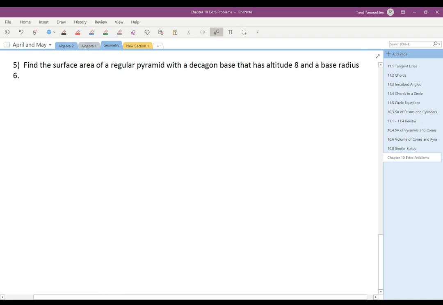Okay, number 5, you want to find the surface area of a regular pyramid with a decagon base that has altitude 8. Now, in a pyramid, and I'm not going to draw this fully out, it's going to look something like this. I can't draw a decagon base well and connect it up as a pyramid. But what it's going to have is an altitude, and the altitude is going to drop down to the center of the base. And so that's what our 8 is here.